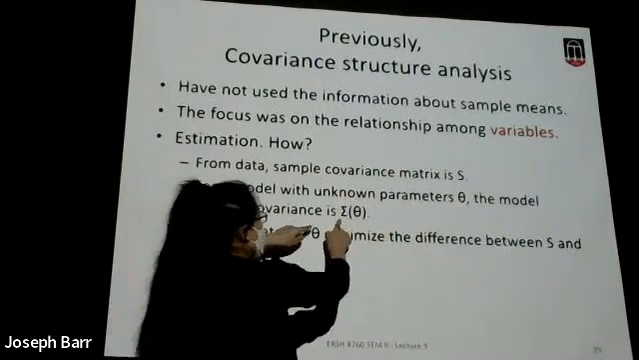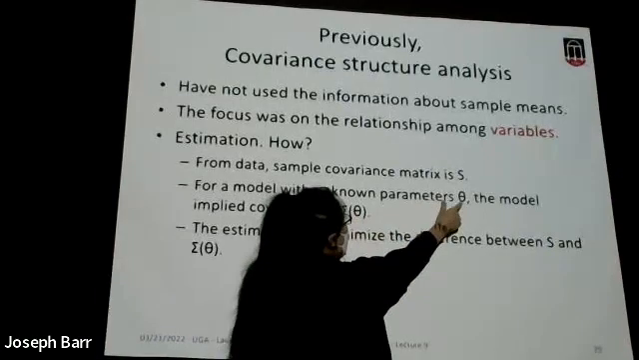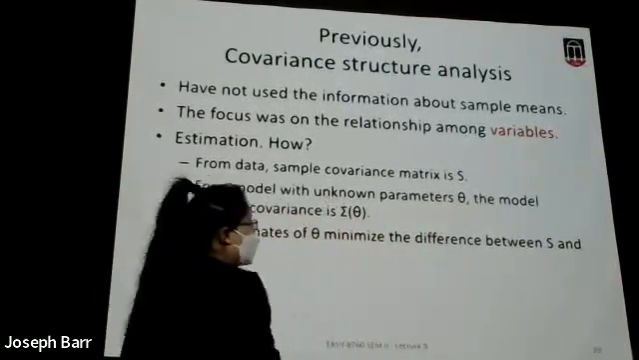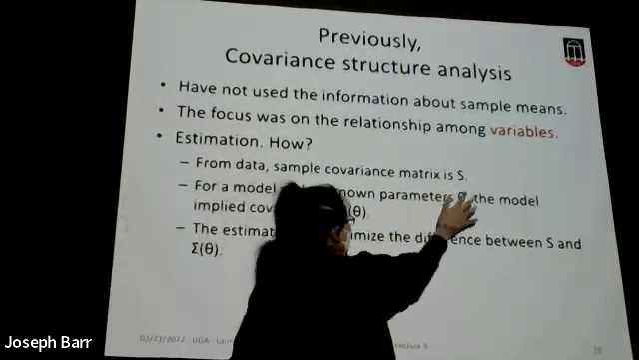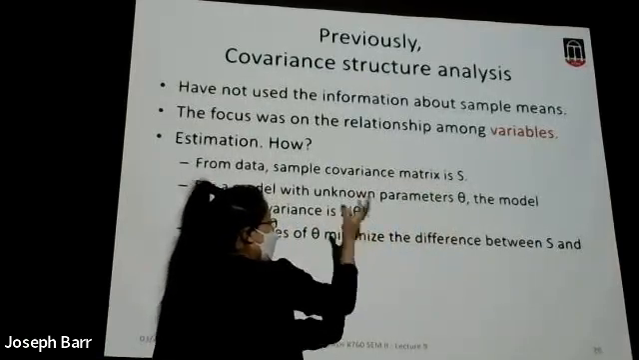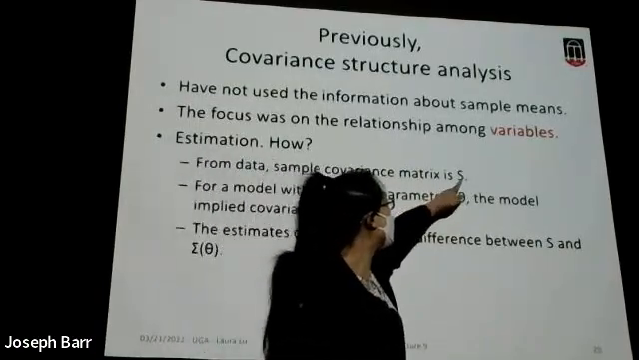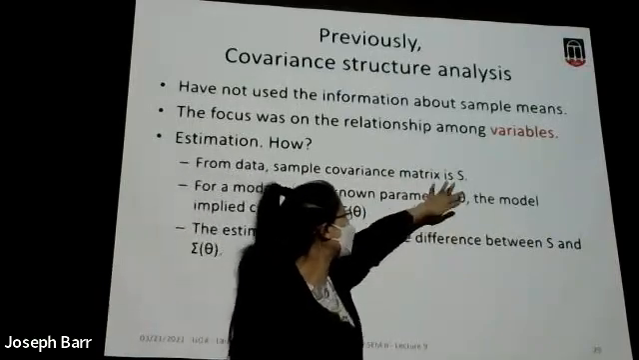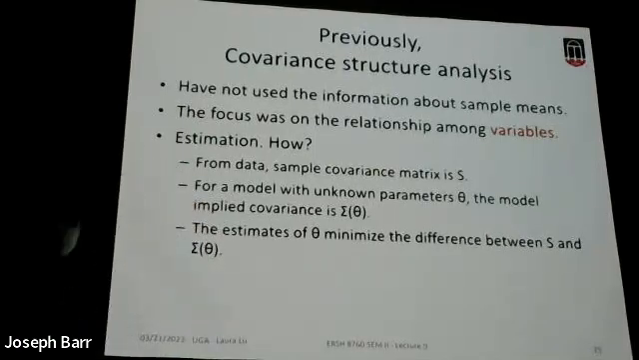Of course, the model-based capital sigma is a function of some unknown parameters theta. Inside of this theta, we may have some coefficients, we may have some variances or covariances, but all of these are elements inside the model-based covariance matrix. This is the sample part, the data part. This is the model part, and we try to make them as close as possible, minimizing the difference between these two matrices. That's for estimation.